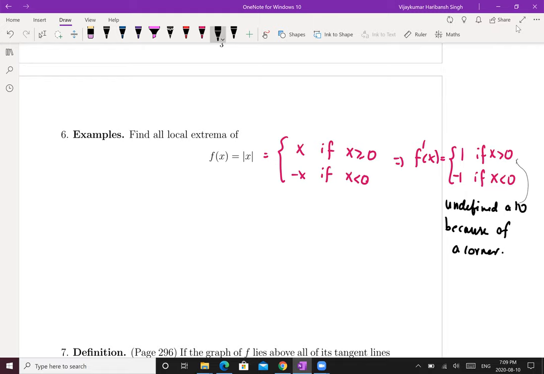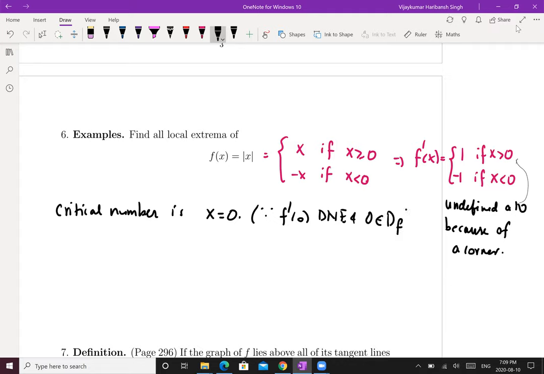So this means x equals 0 is a critical number, since f prime 0 does not exist and 0 belongs to the domain of the function. Note that a critical number should come from the domain of the function. Now, what about the sign diagram? The sign diagram for f prime x.